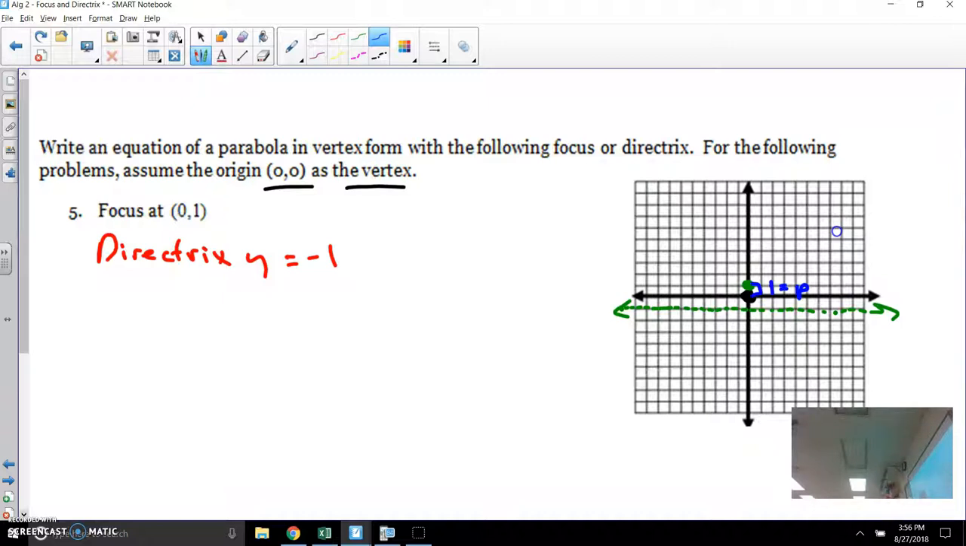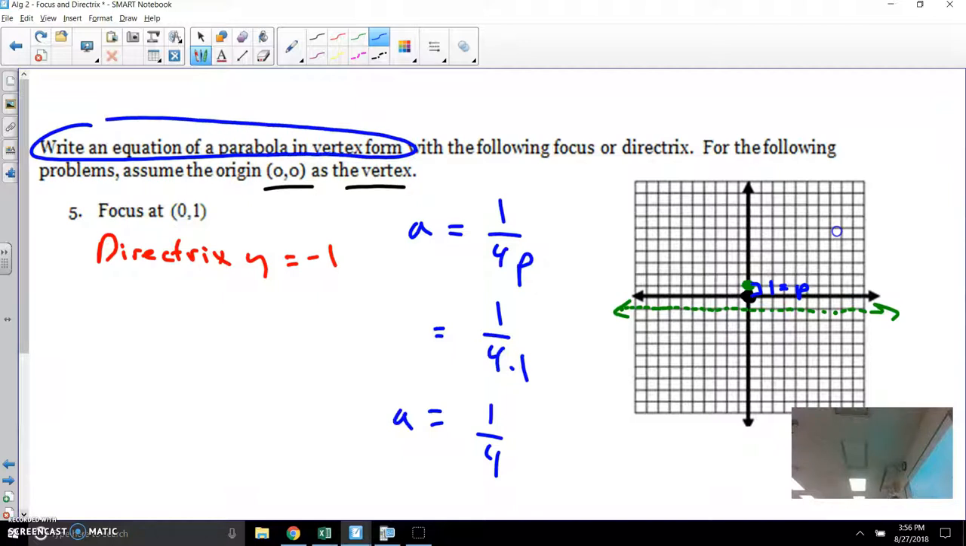So see, we can plug that into our formula, 1 over 4P, 1 over 4 times 1, which is essentially 1/4. So if we need to write an equation for the parabola, which is what it says that it wants us to do, vertex form, you have that parentheses normally, but if it's at the origin, you don't have to worry about it. So this is 1/4 x squared.